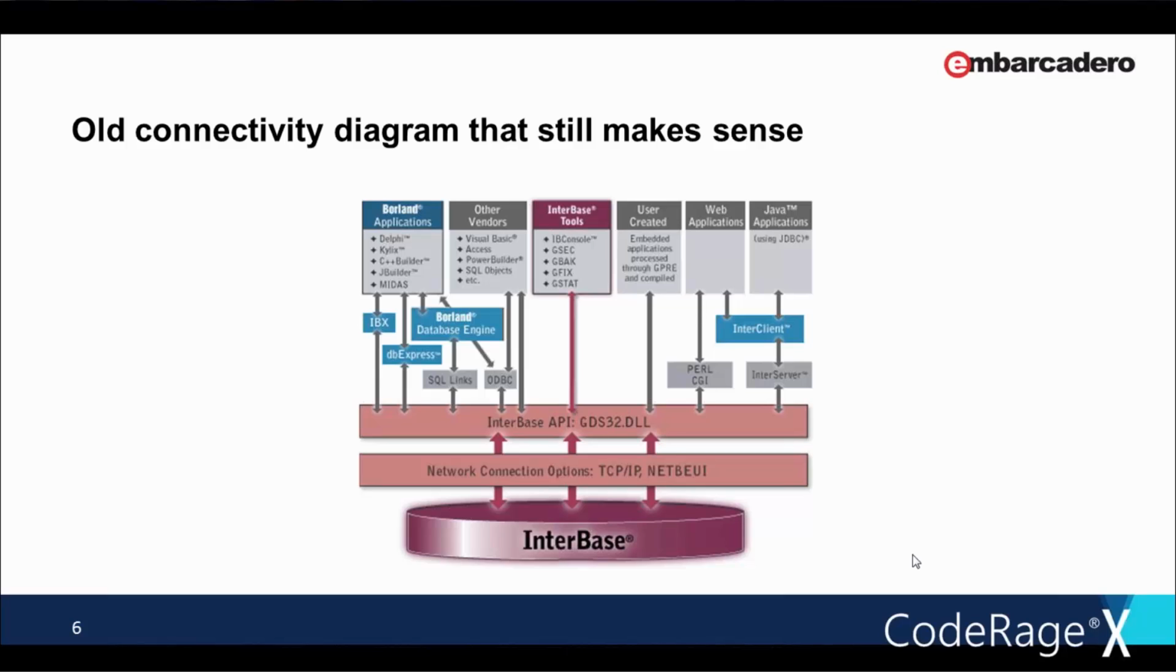Okay, this is an old connectivity diagram that I found in the past, but it still kind of makes sense. You might think about taking the Borland Database Engine out and putting in FireDAC, and everything else still makes sense. Of course, this drawing was made in the 32-bit world, and it's Windows only. But all this gives you the idea of how you're connecting and what files are necessary.